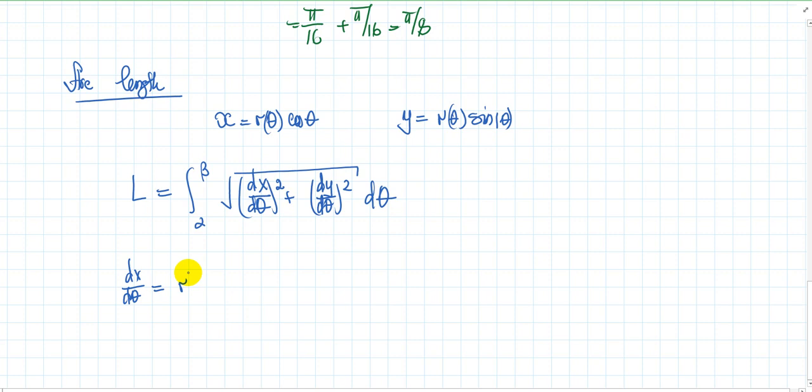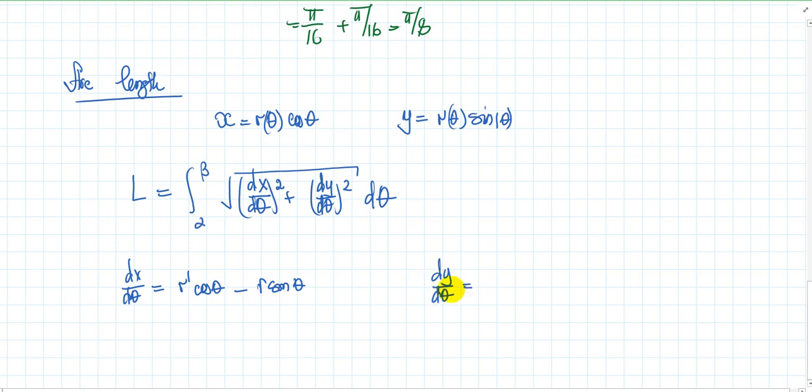It's going to be r prime multiplied by the cosine of theta, right? So let me write r prime. R prime is going to mean the derivative of r with respect to theta, okay? r prime cosine of theta minus r sine of theta, right? Because it's going to be the multiplication of the first function r by the derivative of the cosine, which is minus sine.